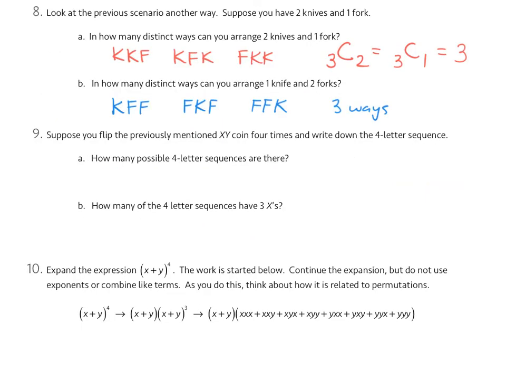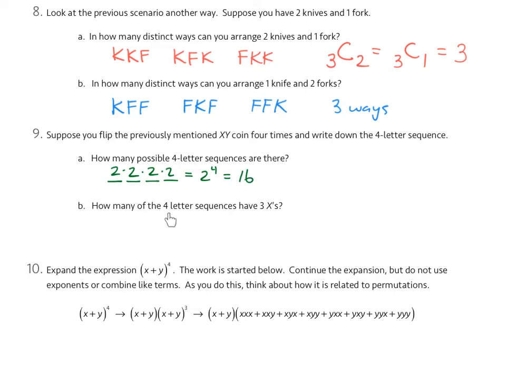Number 9. Suppose you flip the previously mentioned XY coin 4 times and write down the 4-letter sequence. Part A. How many possible 4-letter sequences are there? You are flipping the coin 4 times. Each time there are 2 possible ways the coin can land. It will land on X or it will land on Y. So every single time there are 2 options. If I multiply those together, I get 2 to the 4th power, which is 16. There are 16 possible 4-letter sequences.